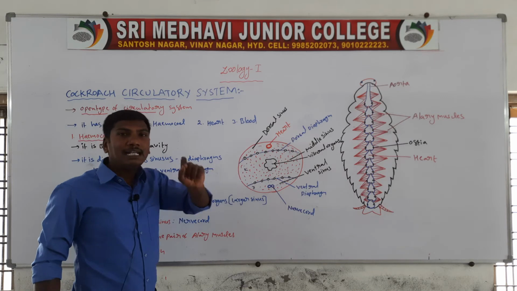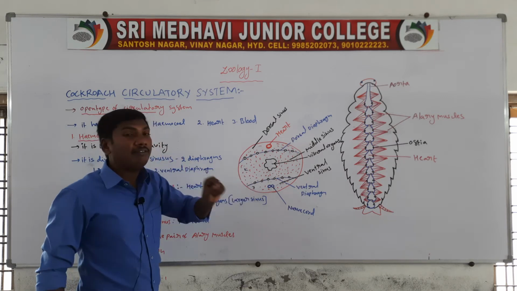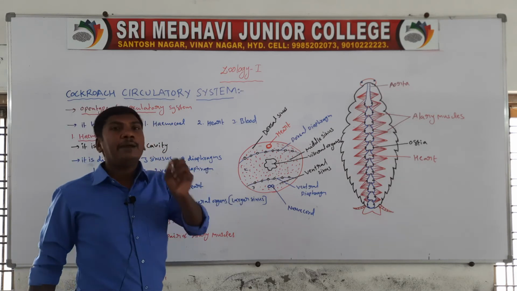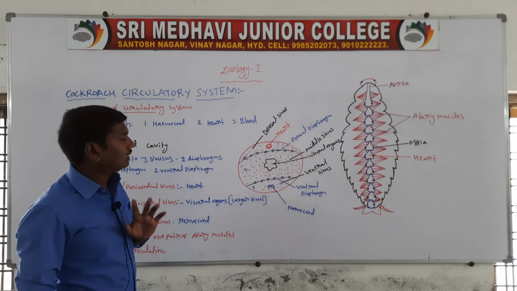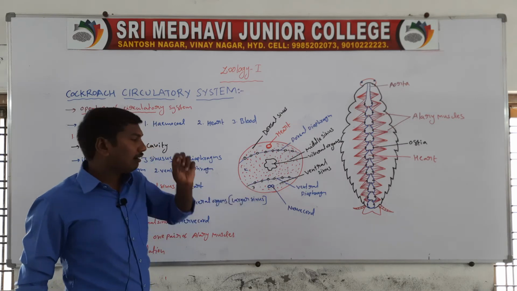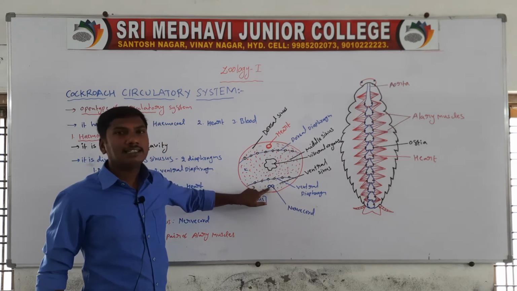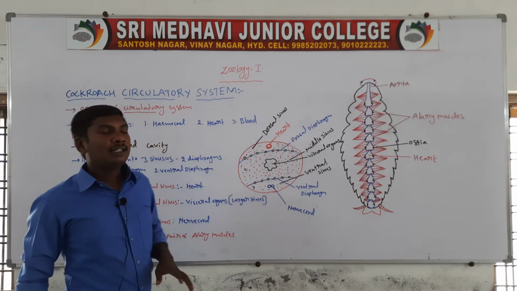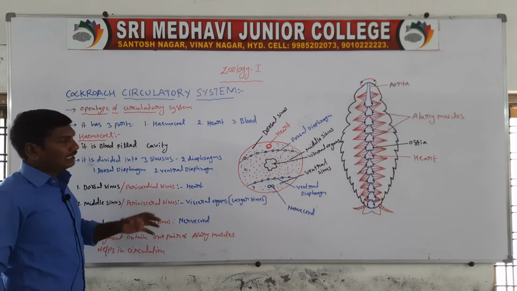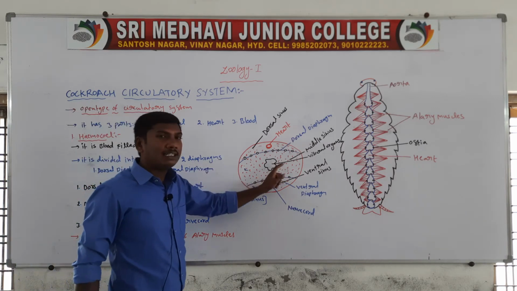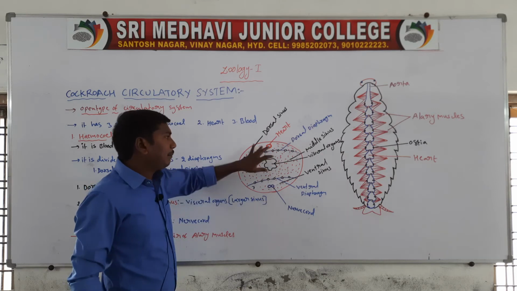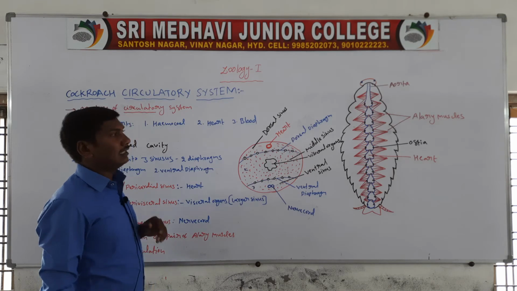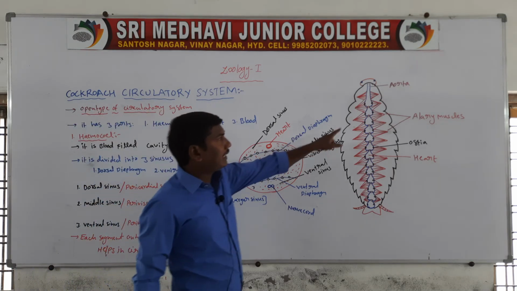Next one, middle sinus. The middle sinus encloses the visceral organs. So this sinus is called the perivisceral sinus. Next one, ventral sinus. The ventral sinus encloses the nerve cord. So this sinus is called the perineural sinus. Among these three sinuses, the perivisceral sinus is larger than the pericardial and perineural sinus.